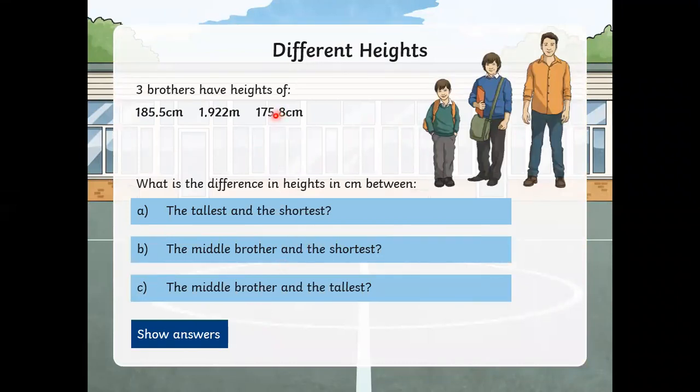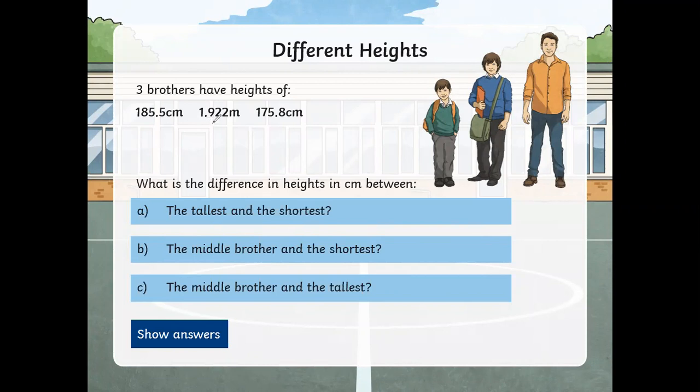So 3 brothers have the heights of 185.5 centimeters, 1.922 meters, and 175.8 centimeters. So first things first, we want all of these to be in centimeters or all of these to be in meters. There's already a two in centimeters, so let's make this into centimeters.